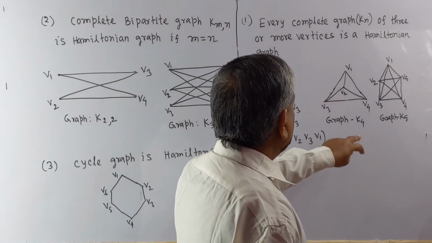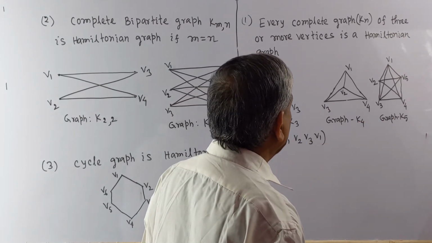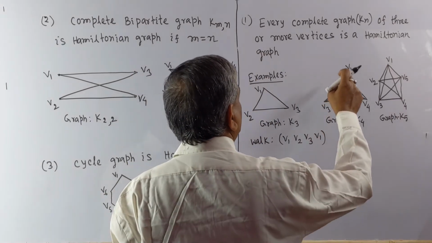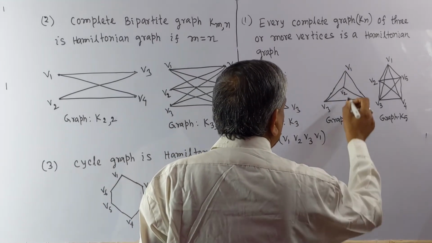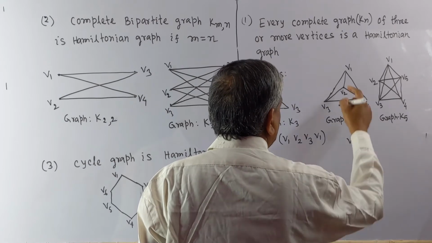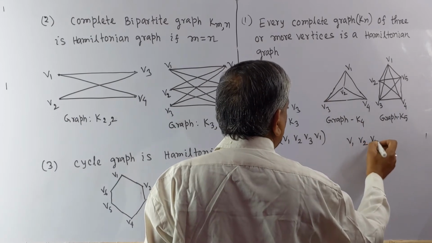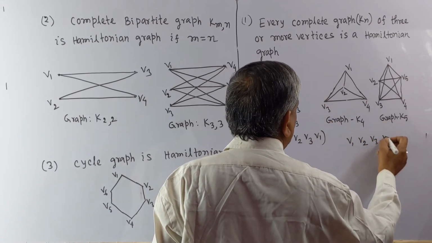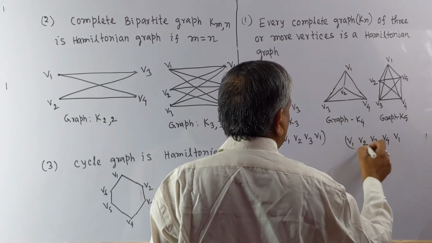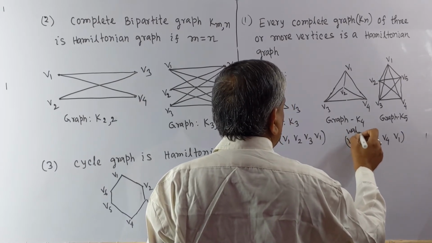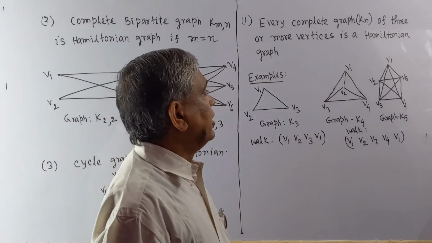Here in graph K4, this is also a complete graph K4. Here we have 4 vertices. We take the walk: V1, then V2, then V3, then V4, then we return back to V1. So this walk is a Hamiltonian circuit. Therefore K4 is a Hamiltonian graph.